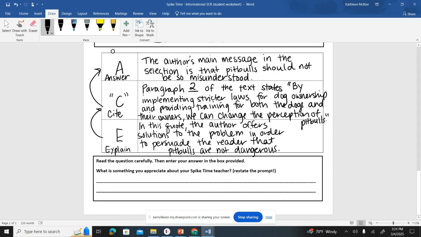So if you have some time left over, you can do this last one, which I think is really important. It says to read the question carefully and write your answer in the box provided. You're not writing the whole SCR right now. You're only going to practice restating the answer, so you're just going to write one sentence right here. The prompt says, what is something you appreciate about your spike time teacher? So here you're going to say, "Something I appreciate about my spike time teacher is," and then provide your answer. Make sure you capitalize your first word and that you put a period at the end of your sentence.